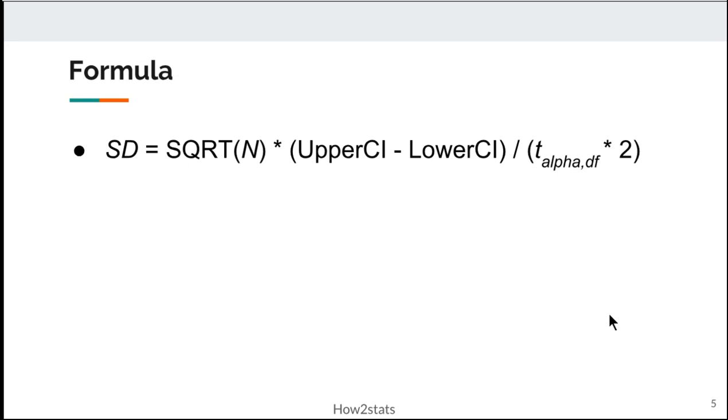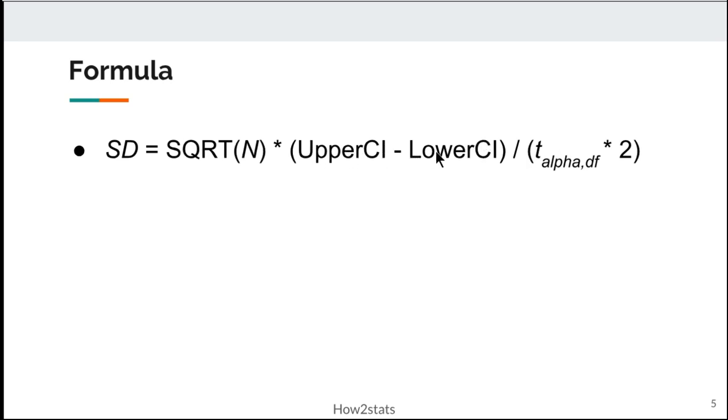So how to calculate the standard deviation when you don't have the standard deviation and all you've got are the confidence intervals and the sample size. This is the formula. It's the square root of n multiplied by the difference between the upper CI and the lower CI, divided by t, the relevant t value, times 2. Now this is the part that's a little more complicated to calculate than this part here. This is obviously very easy.